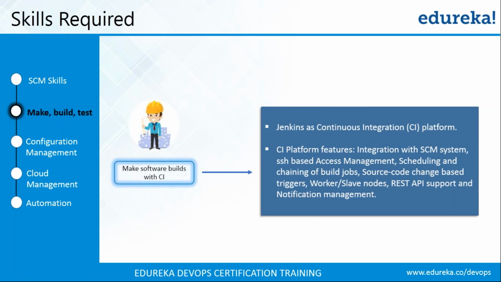And next, while you're making, building, and testing, you need to use a continuous integration platform, and you can choose either Jenkins or Travis for that. And Jenkins and Travis are actually tools that avail continuous integration. They let you define a continuous integration, continuous test, and continuous delivery pipeline for you.